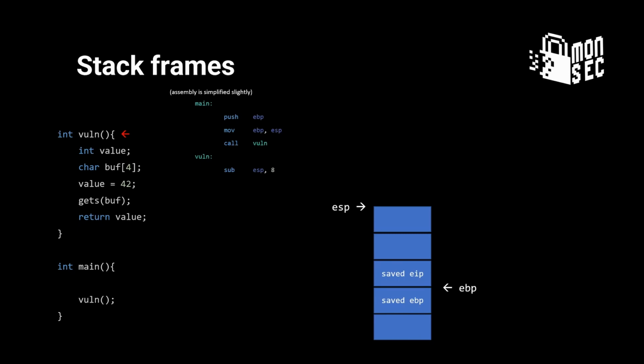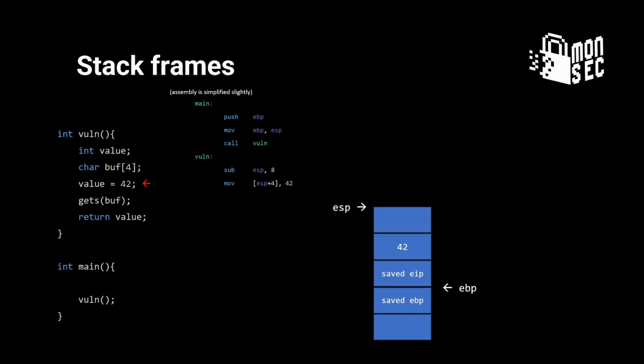There's alignment issues and all kinds of stuff, but I'm just ignoring a lot of that. There are other calls you can go worry about. This is just a general overview. So it does sub ESP, 8, which subtracts 8 from ESP to make more room in the current stack frame for local variables. And it does move 42 to ESP plus 4.